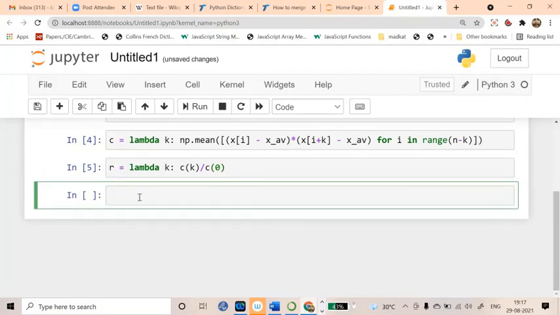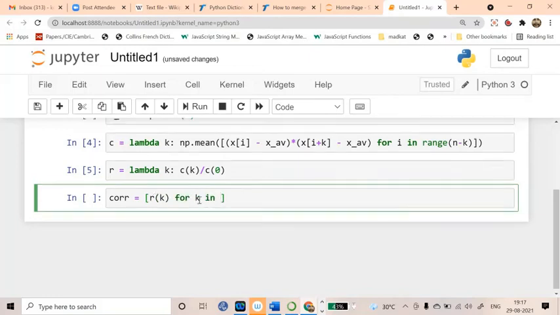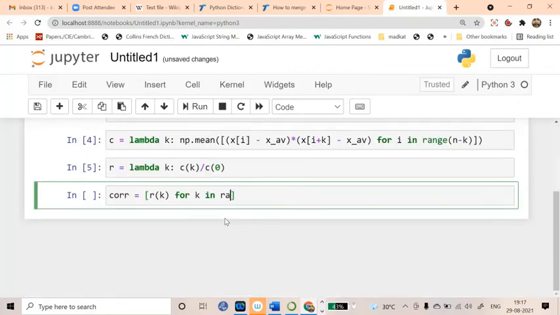And now I want to calculate for various k's. I name it correlation, equal to R of k for k in range 1,000, so 1,000 gaps. First gap equal to 1, gap equal to 2, gap equal to 3. Since I am taking range of 1,000, the first one will be for gap 0, which will definitely be 1 according to my formula. That means we see whether there is a relation between the numbers taken with gap 1, gap 2, gap 3, gap 4, and so on.